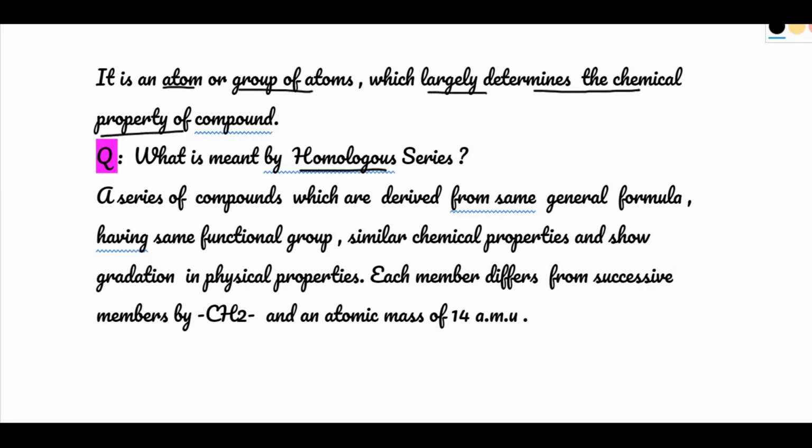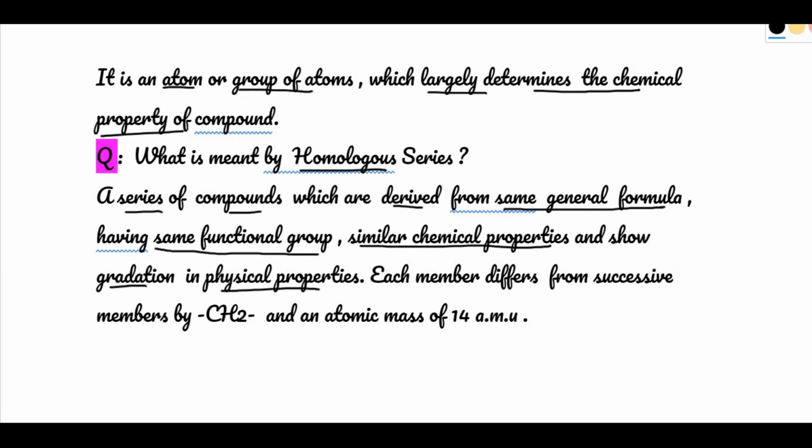Coming to homologous series. What are homologous series? These are a series of compounds that are derived from the same general formula, like alkanes CnH2n+2, alkenes CnH2n, alkynes CnH2n-2, alcohols CnH2n+1OH, like that. So these are compounds derived from the same general formula having the same functional group. That is, all of them are either alkanes or alkenes or alcohols or aldehydes, etc. Similar chemical properties, but they show gradation in physical properties.